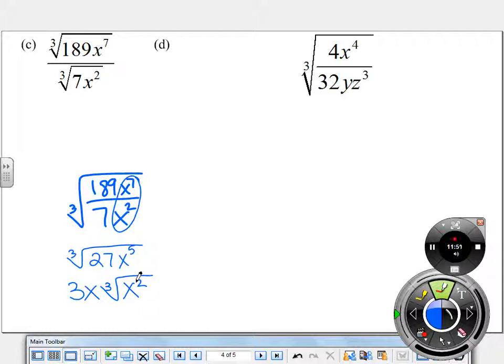X to the 5th power has a perfect cube of x, which is represented out here, but then it has 2 more factors of x, so those are still underneath the radical.